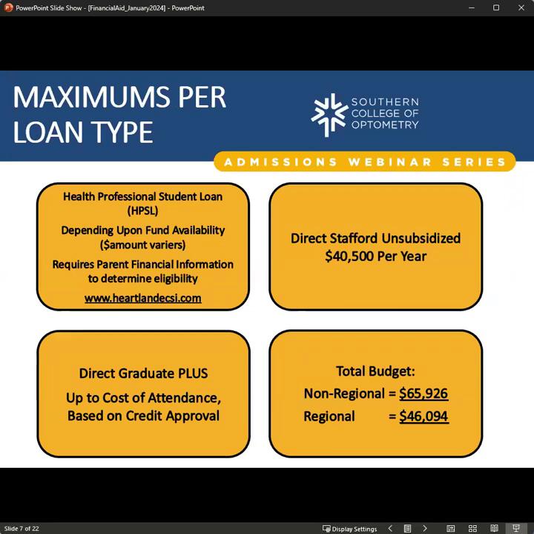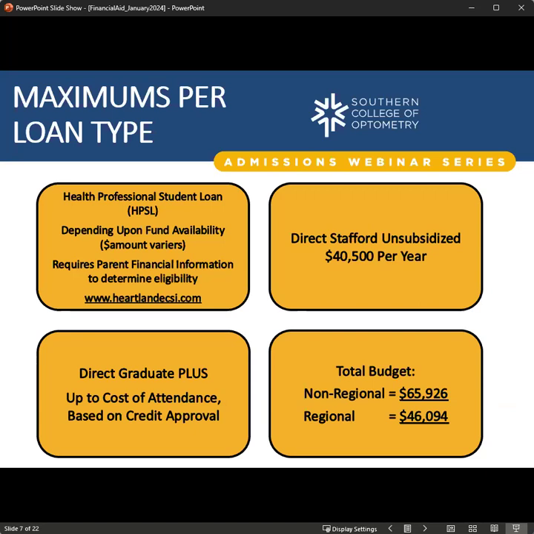What types of loans do we offer? There is the health professional student loan. This is a loan that's offered through the Health and Human Services agency. The amount varies. Typically, the maximum you can get is $8,090. It is a need-based loan and is based on your parents' financial information that will determine your eligibility. As of today, you cannot submit your parent information in your FAFSA. So we're working on a plan to obtain that information, and we'll be sending out something shortly.